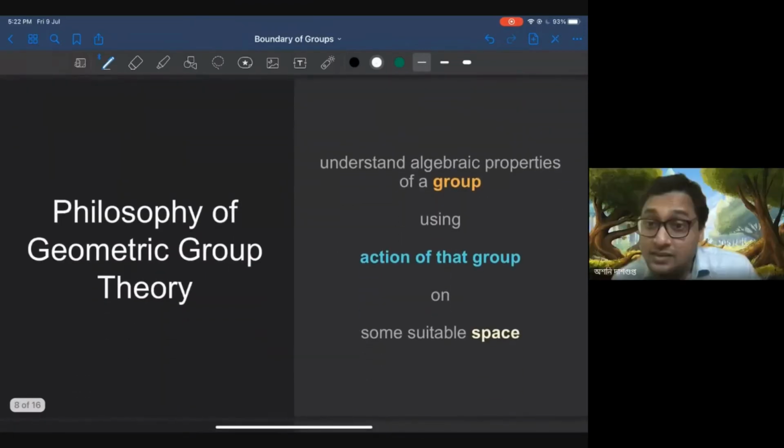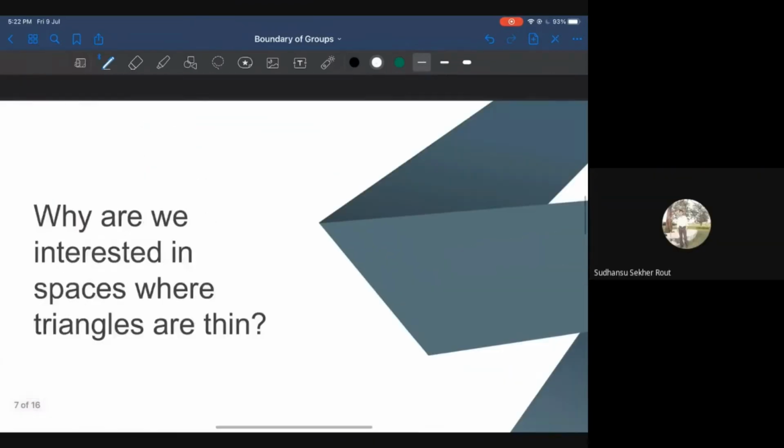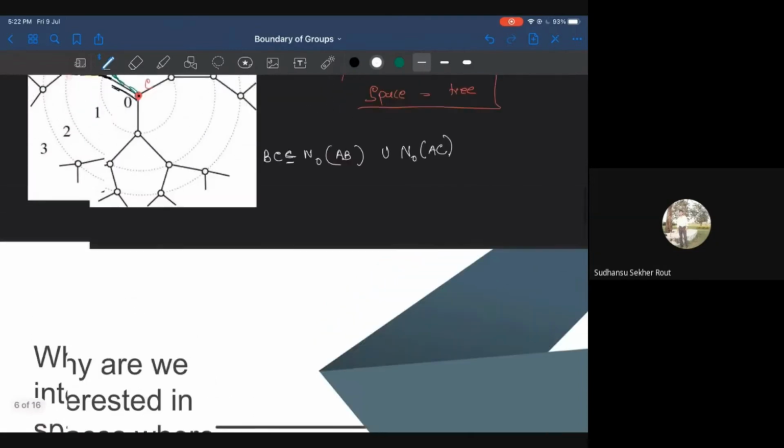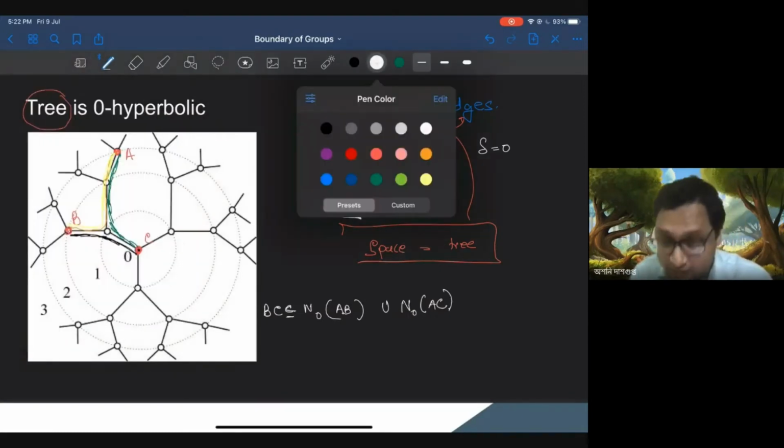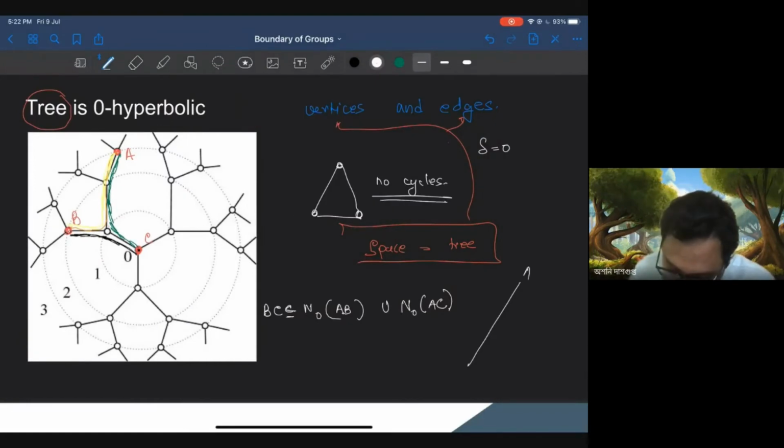So what does that zero mean in that zero hyperbolic? Zero means, okay, so if you take a line segment, thank you for the question, please interrupt me. So if I take a line segment AB, if I write N0 AB, what does that mean?